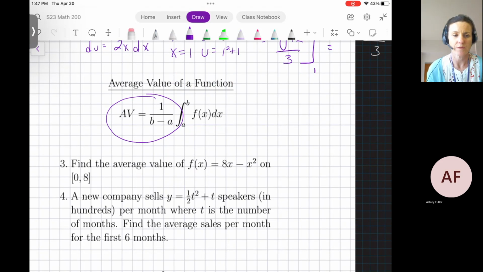The last portion to point out here is the average value of a function. Notice if we want to determine the average value of a function across a range from a to b, we're still going to take that definite integral, but then we are going to multiply by 1 over b minus a. Much like in an average, we do the total divided by the number of items. Here we're doing essentially the same thing.